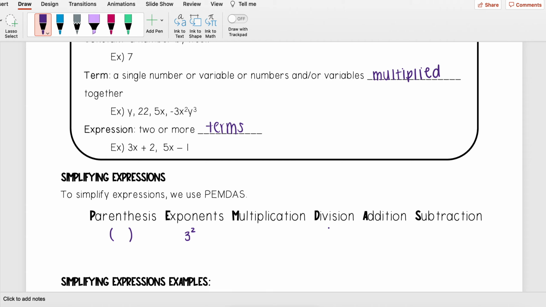Now, multiplication and division come next, so it's not really just multiplication and then division. This really should be M over D. Those are the same step. You're just going to complete that left to right. And then addition and subtraction are the same thing. Those are kind of the same step, and you'll complete those from left to right.